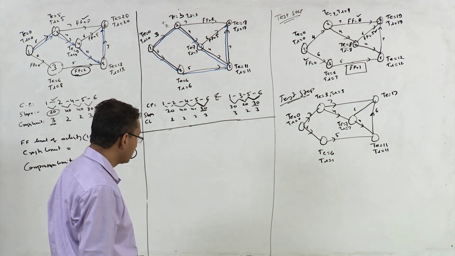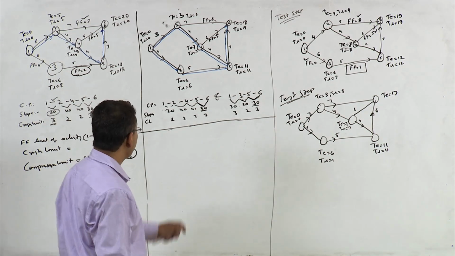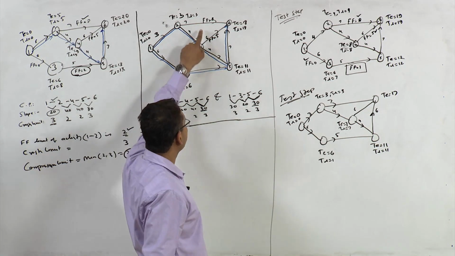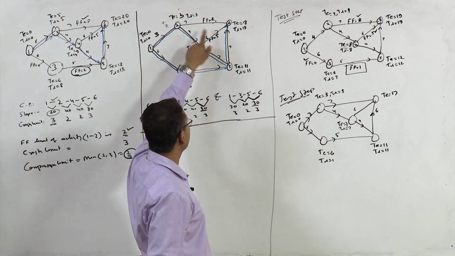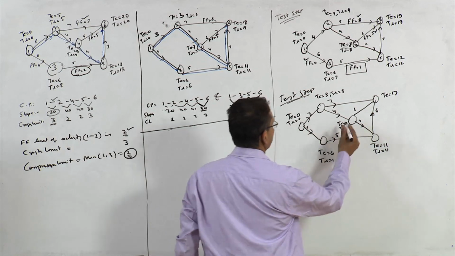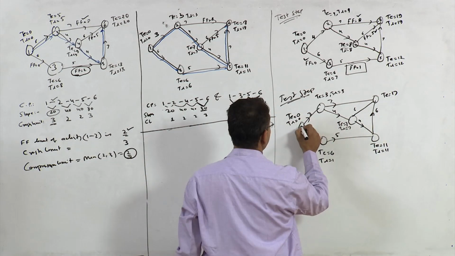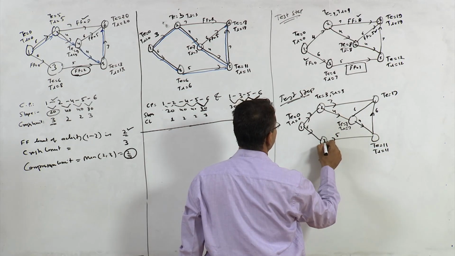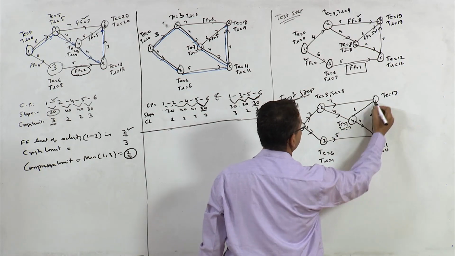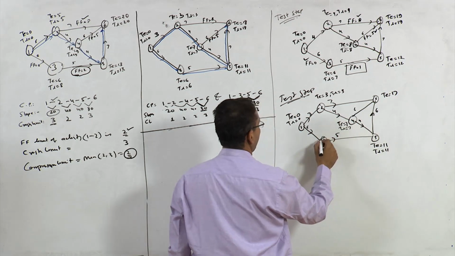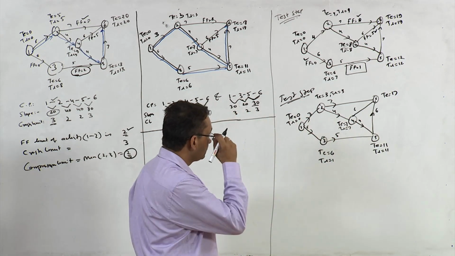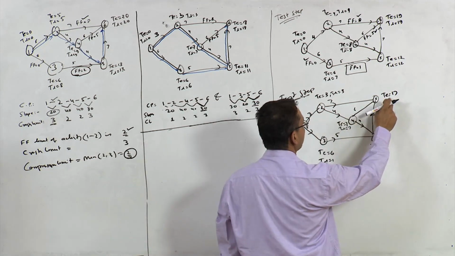Let us find out the change in free float of non-critical activities. So these two are non-critical activities, right? Non-critical activities 4, 6, let me write the numbers also: 1, 2, 3, 4, 5 and 6. So let us find out the free float for this.